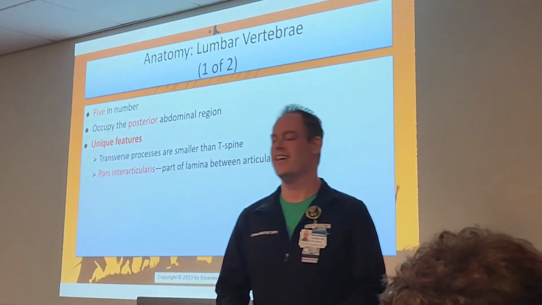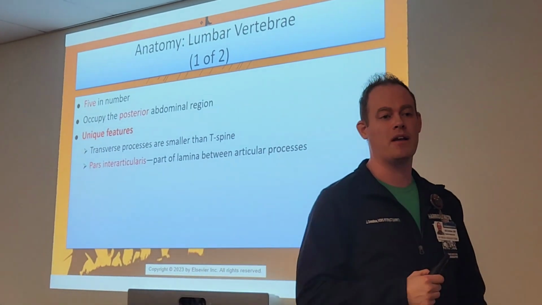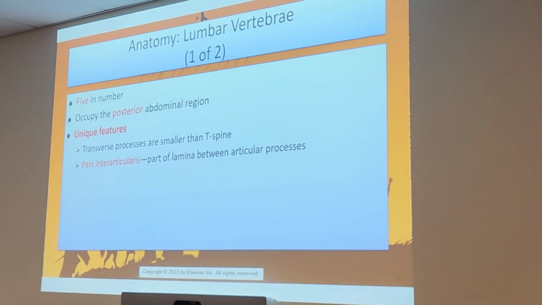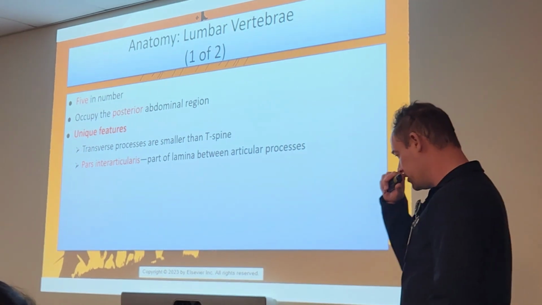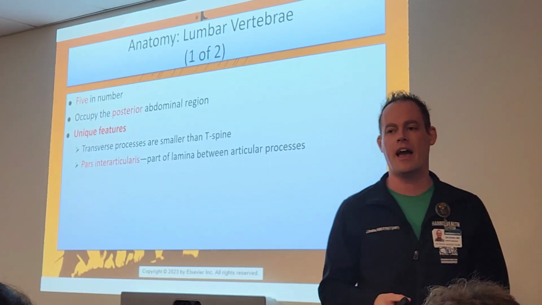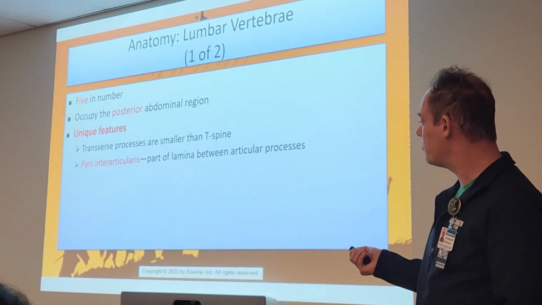Abdominal region. Now, what unique features are found in the L spine vertebrae that we do not see on our typical T? Well, those transverse processes, first of all, are going to be smaller than the T spine. Much more prominent on the T spine vertebrae than we see on the L. There is one new piece of anatomy that's a big one to write down. I put it in red here for you.